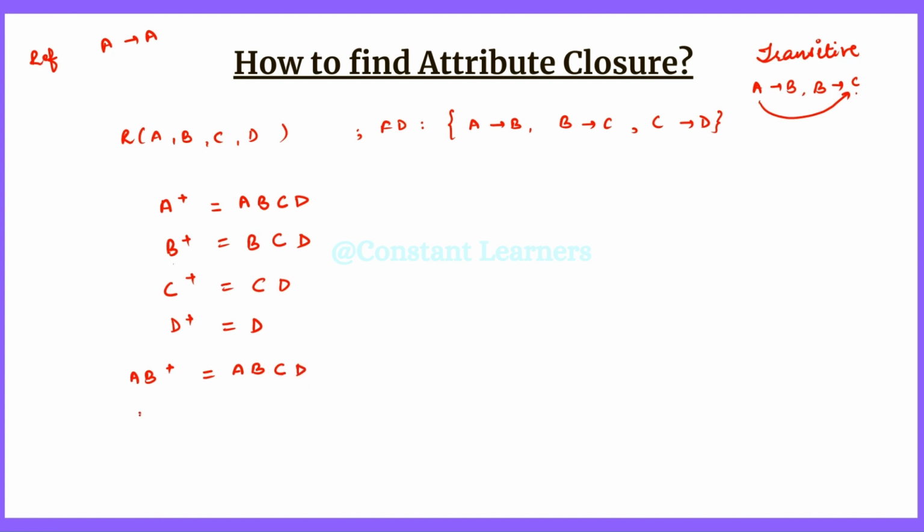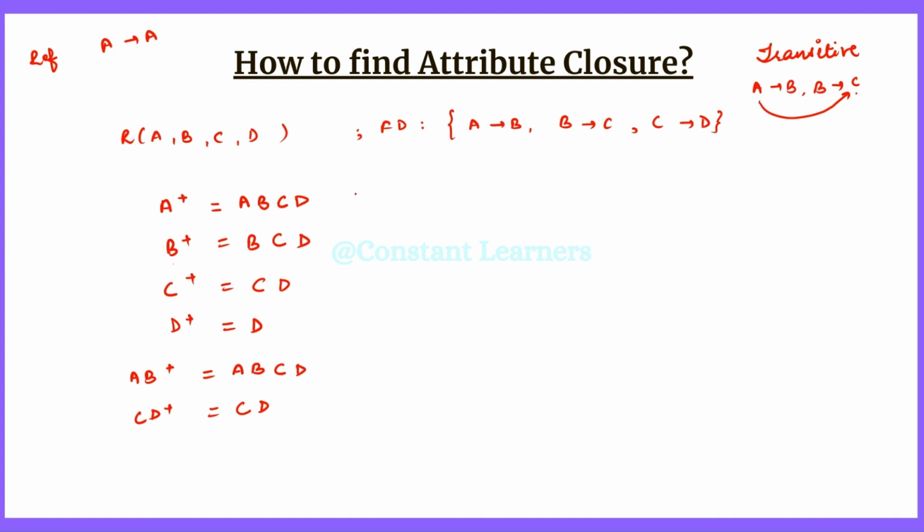Right. Attribute closure of CD. Again, C will determine itself and D will determine itself. Now here also C determines D. There's no other attributes that can be determined from this combination. So this is how we find the attribute closure.